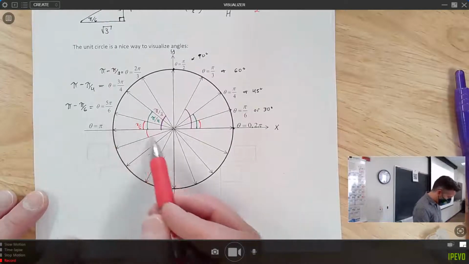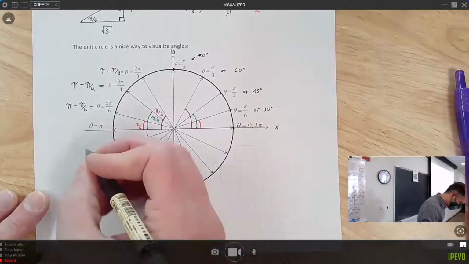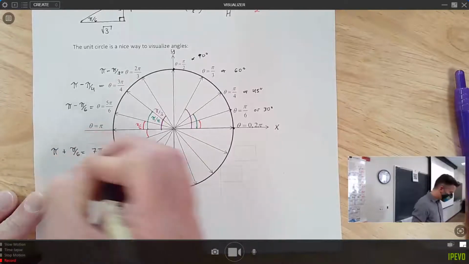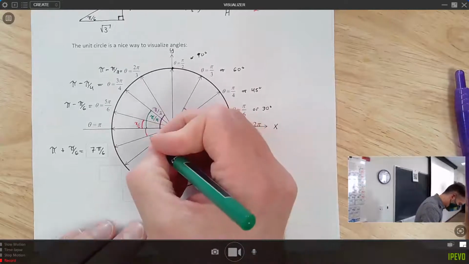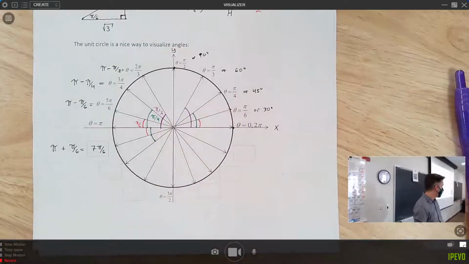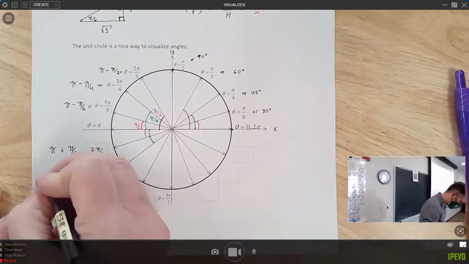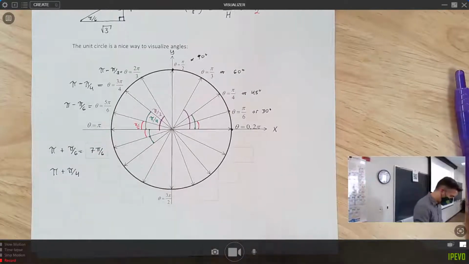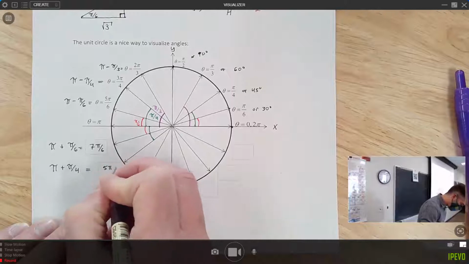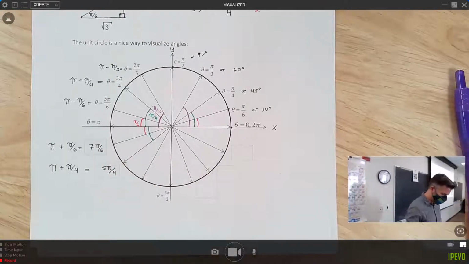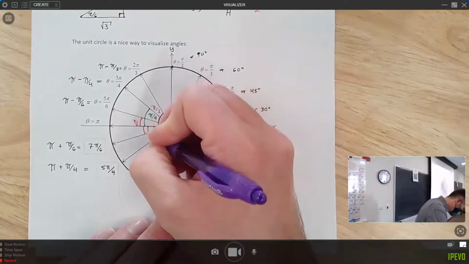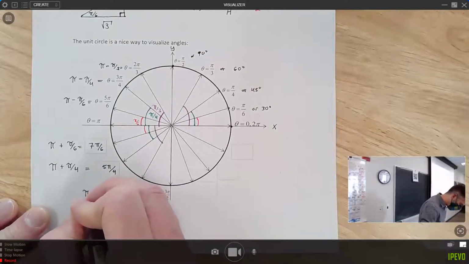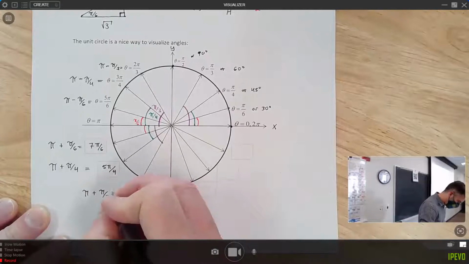Well, this angle is pi. I'm adding on pi over 6, so I'm getting 7 pi over 6, which is pi plus pi over 6. And this next important angle, I'm doing pi plus pi over 4, which is 4 pi over 4 plus 1 pi over 4, which is 5 pi over 4. And this third angle is going to be pi plus pi over 3, which is going to be 4 pi over 3.